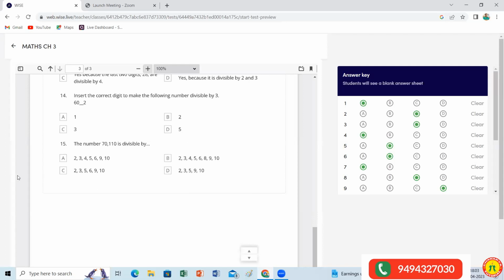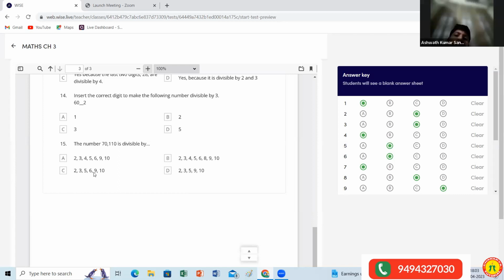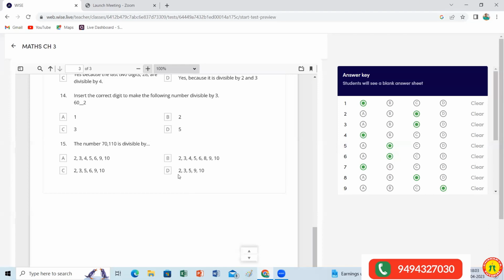So what is the thing we can write here? 2, 3, 5, 6, 9, 10 divisibility rules are also true. So which option is correct, children? C. Yeah, C is correct. D, of course, is also correct, but 6 is not there in D. Once the 2 and 3 rule is true, obviously the number is divisible by 6.